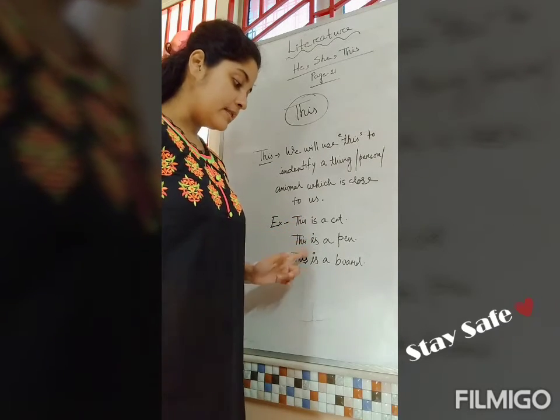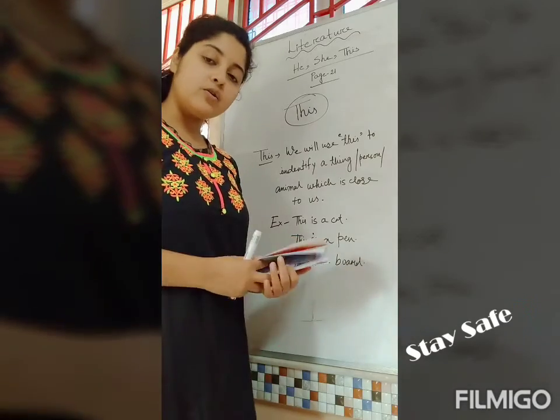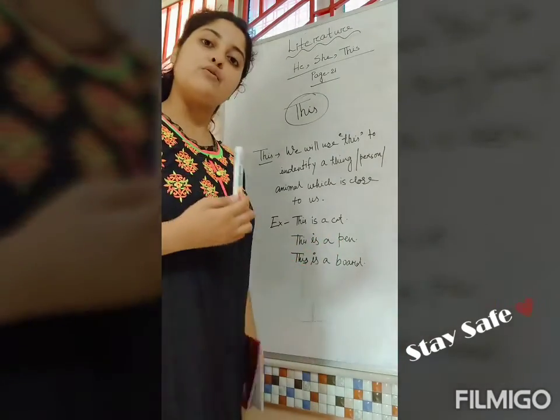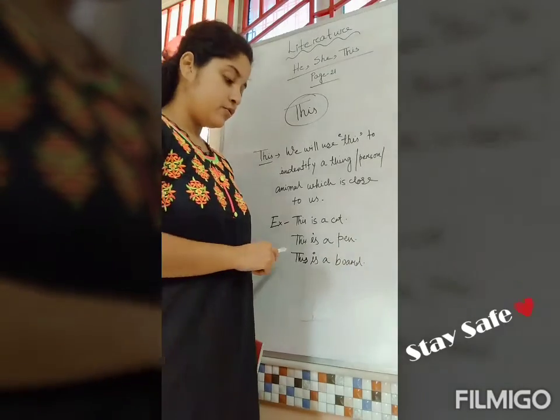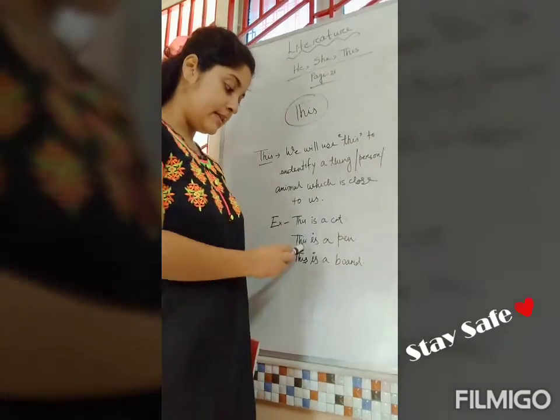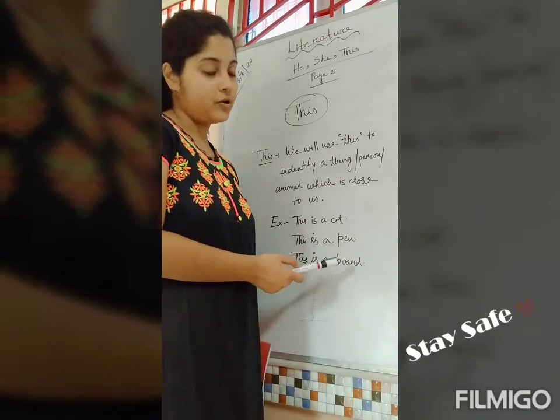Next example. This is a pen. Look, this pen is close to me. You can see this pen is close to me. So, to identify this pen, I have to use this. This is a pen. Okay.